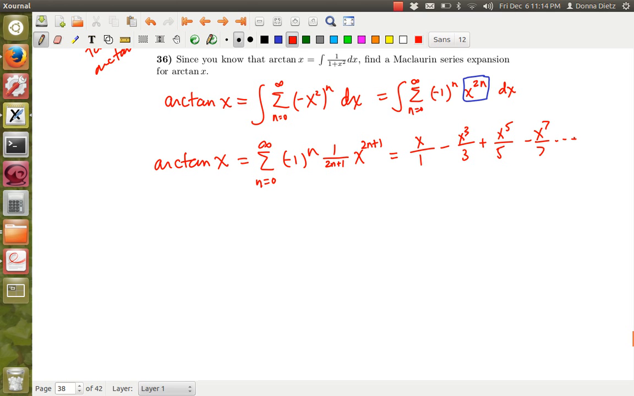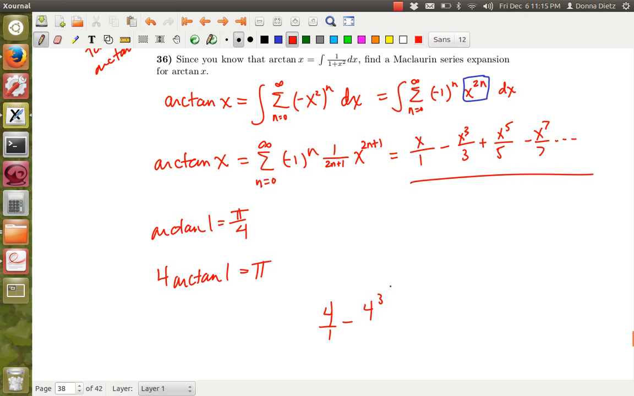Okay. Now it says, what about pi? Well, arctan of 1 is pi over 4. So 4 arctan 1 is equal to pi. So we just say, well, bring all these guys down, then you have 4, oops, be careful, 4 times 1 cubed, not 4 cubed. So this is the arctangent expansion for pi.